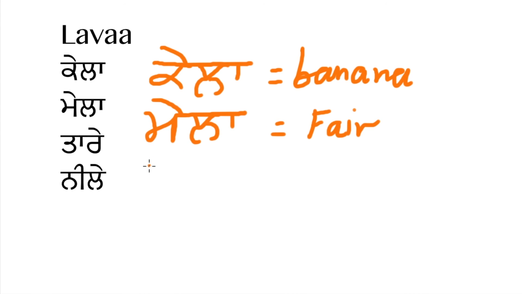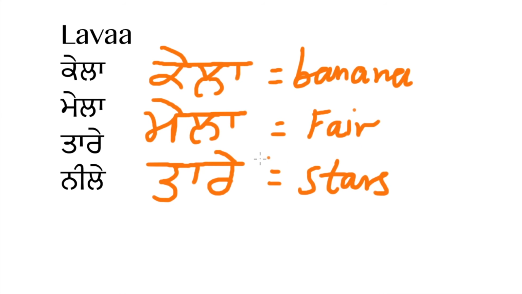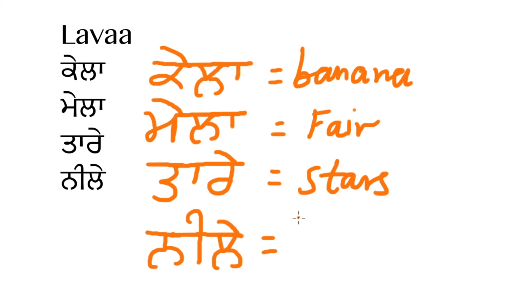And next we have the word tare, which basically means stars. Tare means the stars in the sky. And finally we have the word nanna, ni, nile, which describes something as being blue, the color blue. So one could say nile tare, which means blue stars. Nile tare.